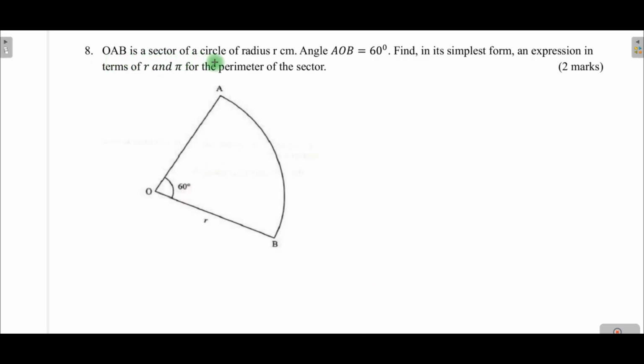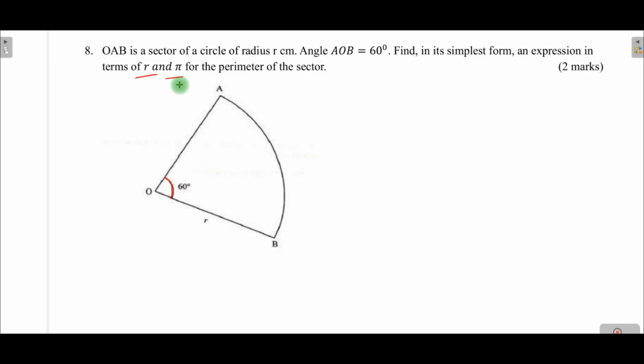OAB is a sector of a circle of radius r centimeter. Angle AOB is 60 degrees. Find in its simplest form an expression in terms of r and pi for the perimeter of the sector. So an expression in terms of r and pi. We are not going to substitute for pi and r in our working.